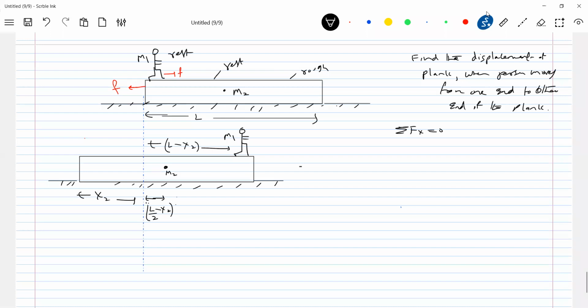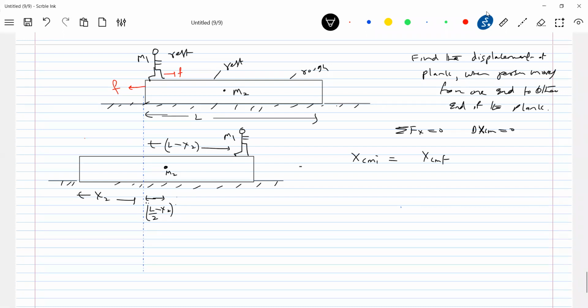The person starts walking and the plank will shift over. Why will the plank shift towards left? Because of friction. Friction on the person will be towards right, on the plank towards left. Net force is 0. Initially the center of mass is at rest, so finally it should be at rest only. As net external force is 0, delta xcm will be 0. No change in position of center of mass. Therefore xcmi should be equal to xcmf.